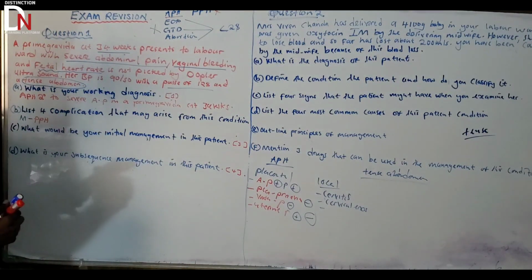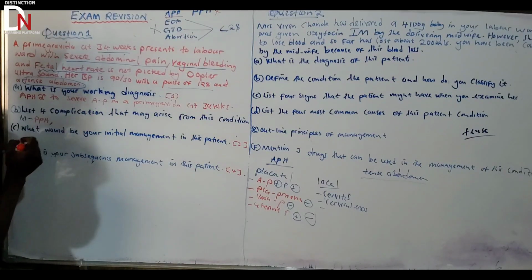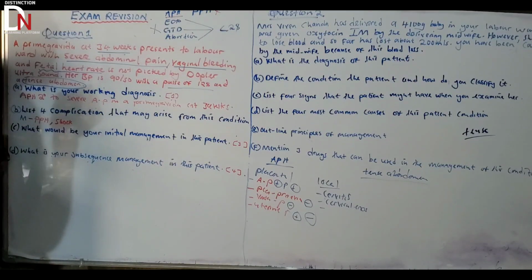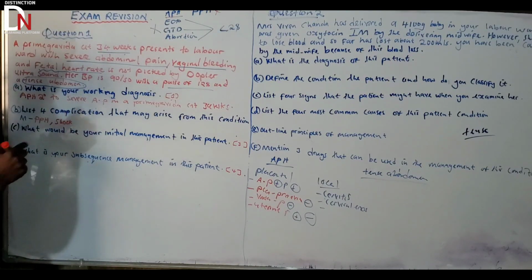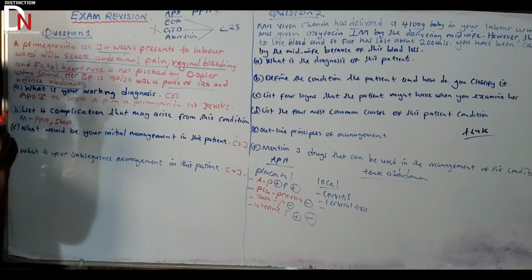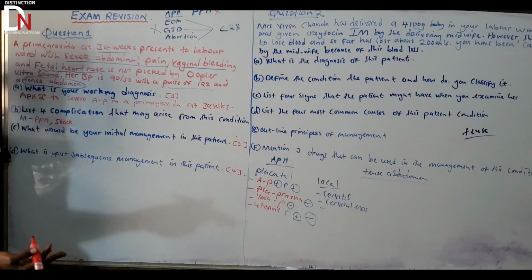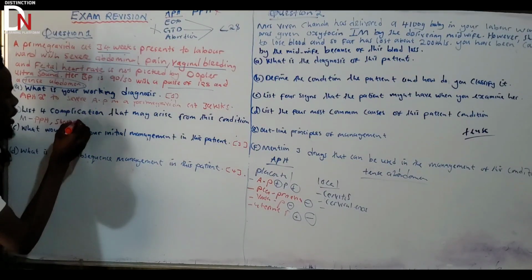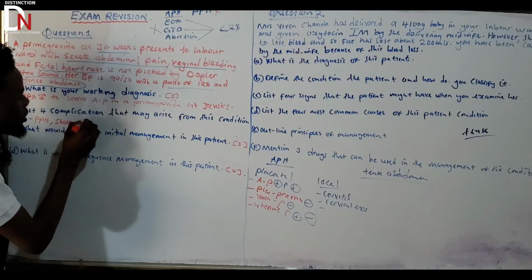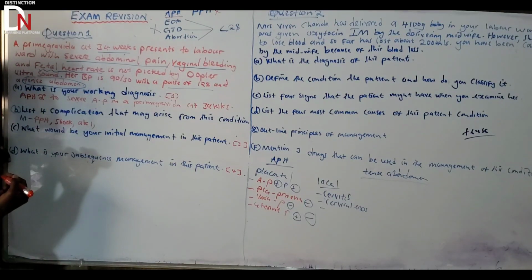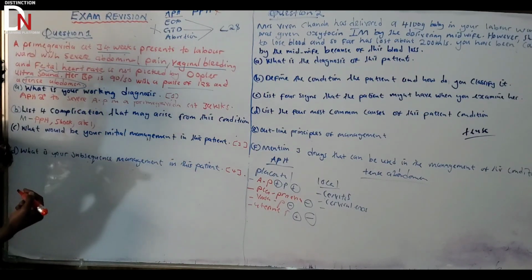Then we move on to another one. What else apart from PPH? They can have shock, hemorrhagic shock, because they are bleeding. They can also have hypovolemic shock. Let's just call it shock. What else? They can have AKI, acute kidney injury. The kidney can have problems because of low blood pressure, low tissue perfusion to the kidneys, leading to acute kidney injury.